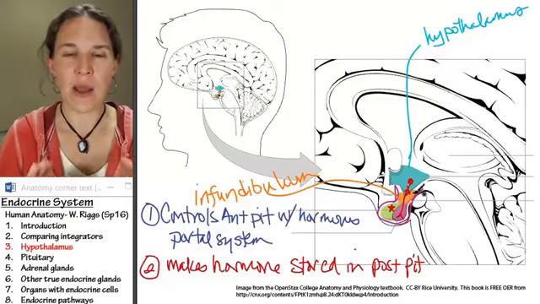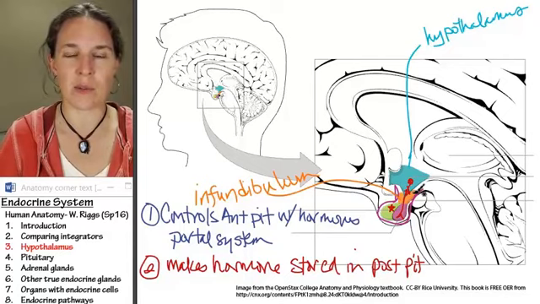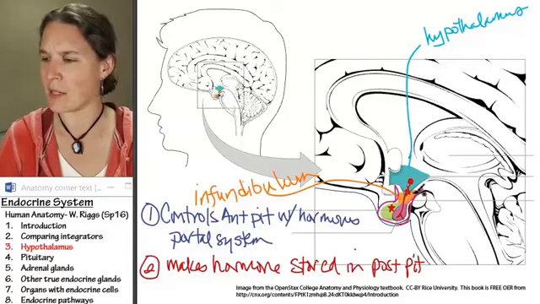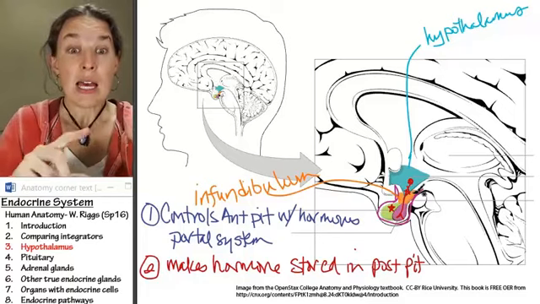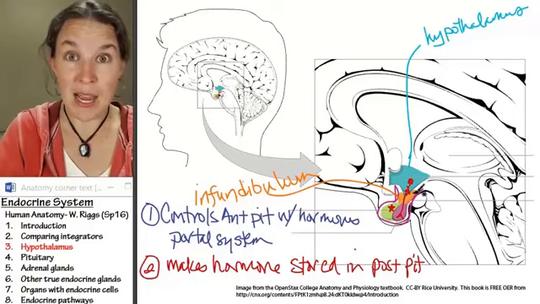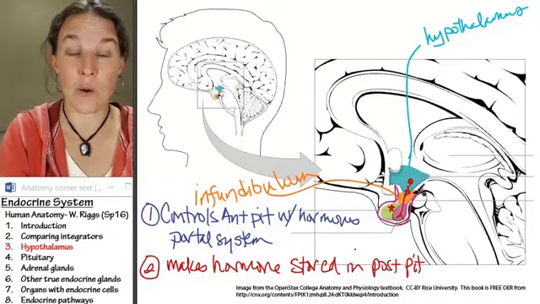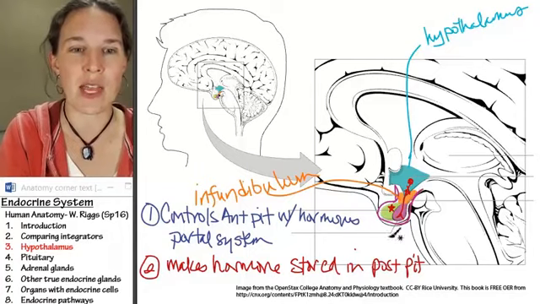Okay, so you might feel like, dude, we just talked about the pituitary gland, but we were supposed to be talking about the hypothalamus. But we're going to come back and talk about the pituitary gland one more time, and I'm going to bring back pictures of the capillary system.